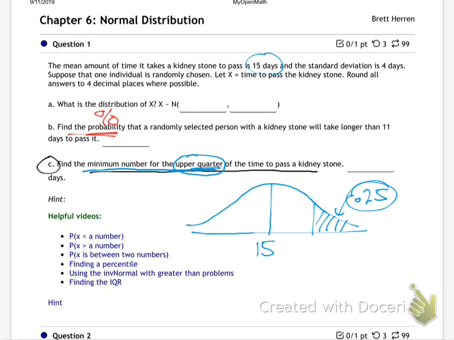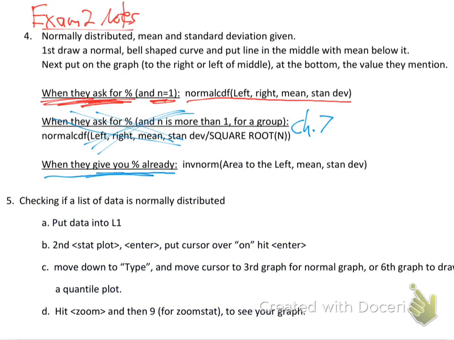In other words, they're saying to me, how long does it take people to pass the kidney stones that have the worst 1/4 of it? The upper worst 1/4 of people with kidney stones. That's what they're saying. So they're giving us the area. They're giving us the percentage. When they give you the percentage already, you got to do inverse norm with area to the left, mean, and standard. See the difference? That's what it's going to be about all the way through.